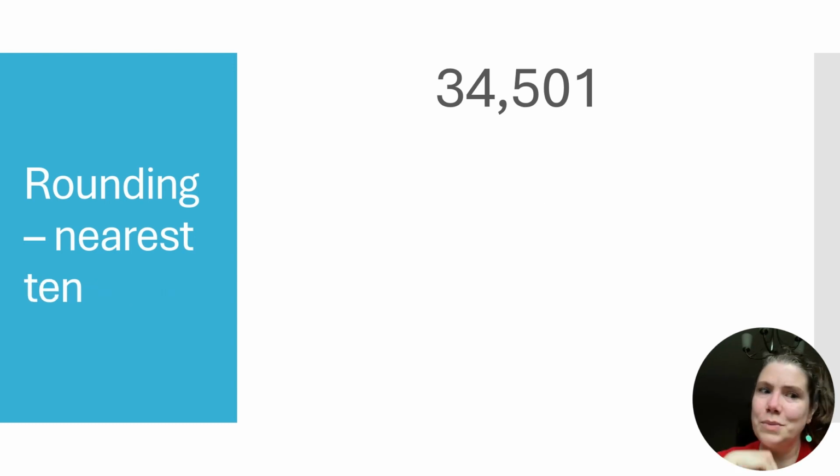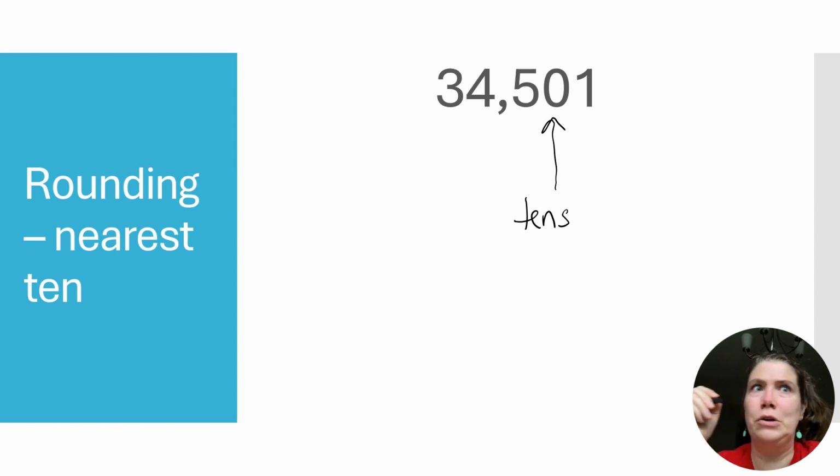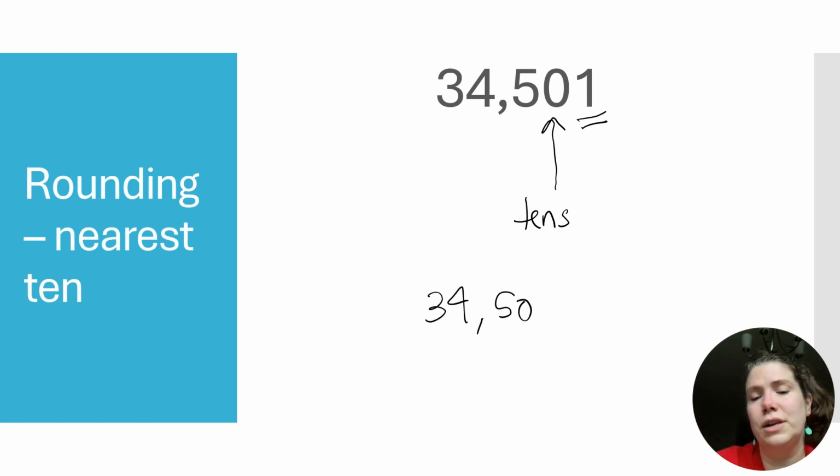What if I'm rounding to my nearest 10? Here again, I'm going to look right at my tens place. Now remember, there's no tens in this. It's not like 34,562 or something like that. Our tens place is 0 here, but we can still round. So we're either going to round to 34,500 or up a 10, 34,510. Looking at our adjacent place value, we have a 1, which means we're going to round down. So my nearest 10 is 34,500.